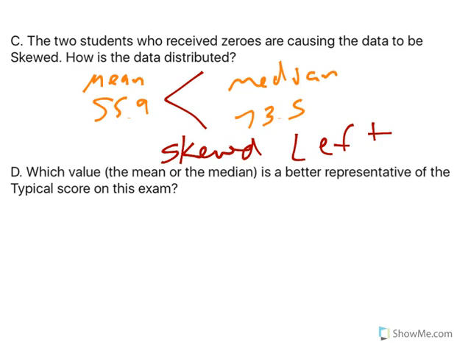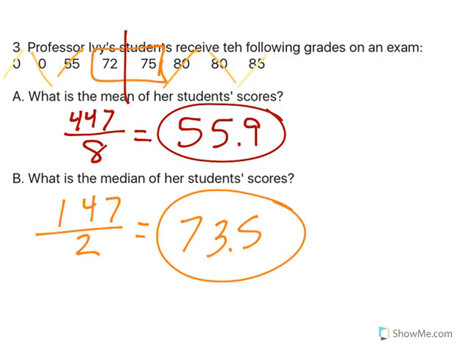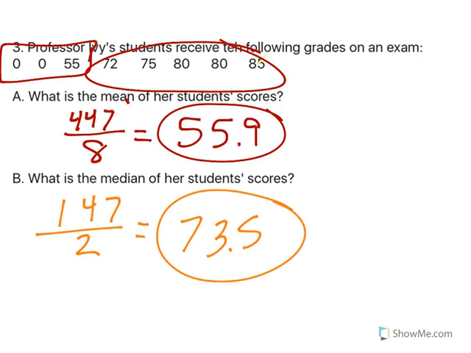Now, which value, the mean or the median, is a better representative of the typical score on this exam? So you're looking at this. Would it make sense for this instructor to go around and say the average was a 55 for my students? No. I mean, look, only one student really scored a 55, and we had 2 zeros. Everybody else was at 72 or higher, which means the 73.5 makes more sense to talk about as kind of a typical exam grade.